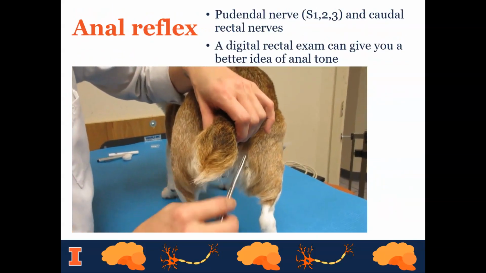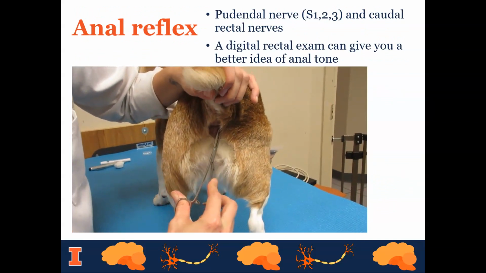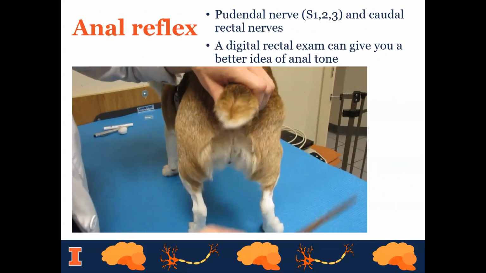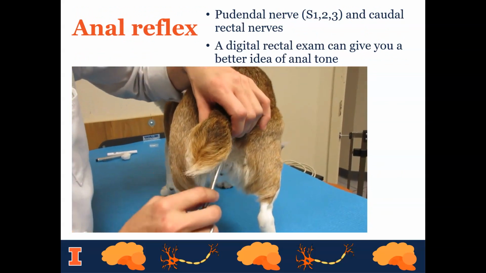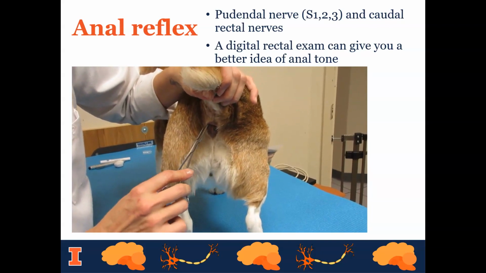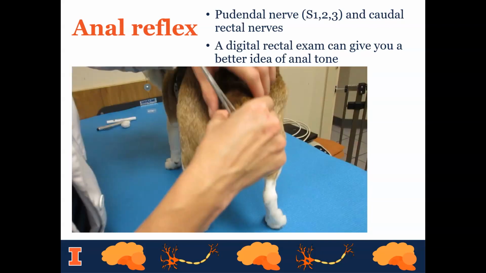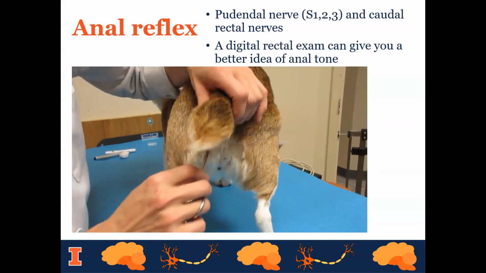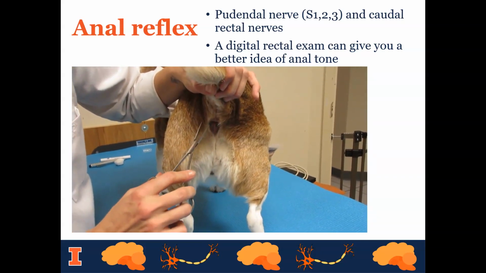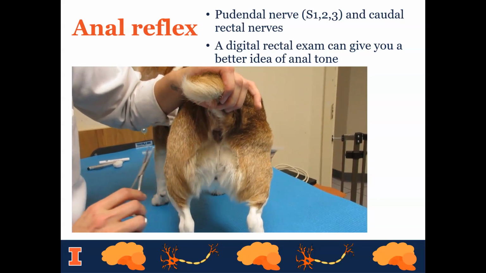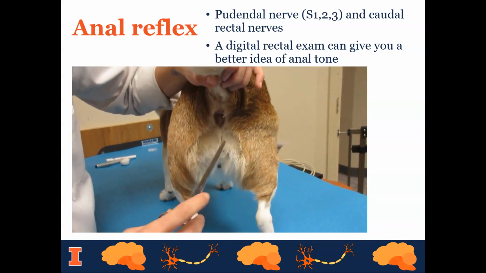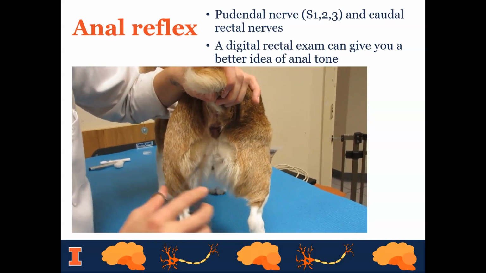So we like to check anal tone. With some little tickling or a very light pinch, they'll have a good pucker of the anus. And you can check both sides to make sure it's not asymmetrical. And if you're ever worried that there doesn't seem to be a robust enough pucker response, you can also do a digital rectal exam. And that'll tell you if there's a good strong pucker around your finger or if that anal tone is indeed reduced.